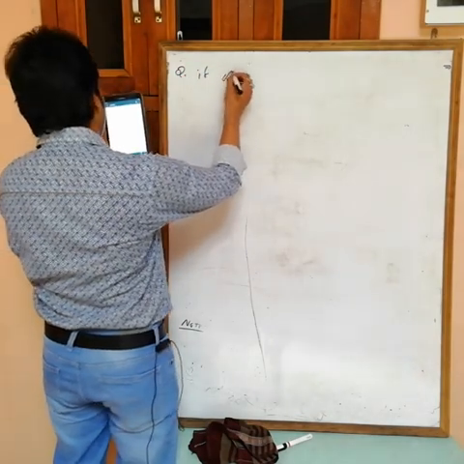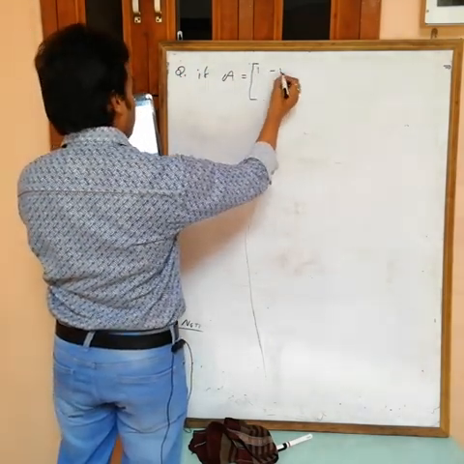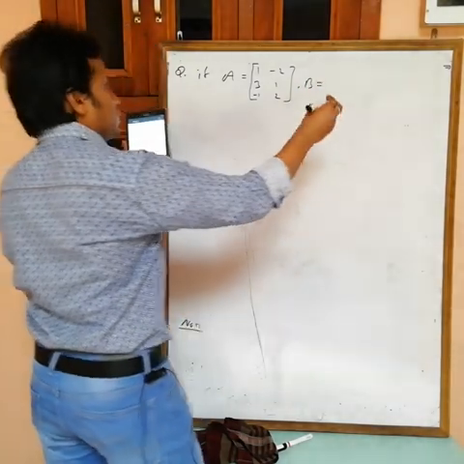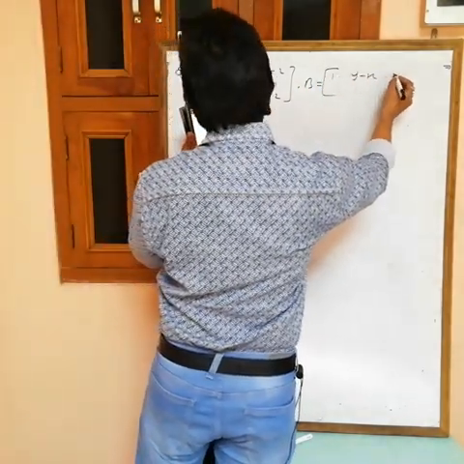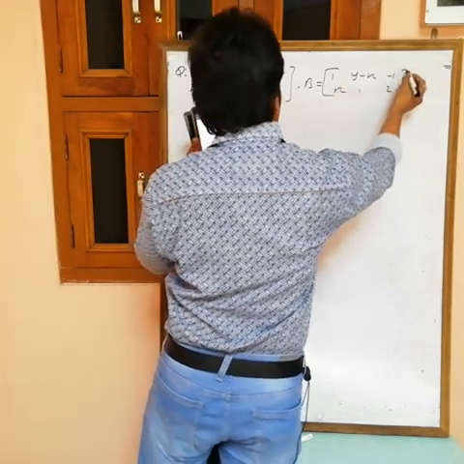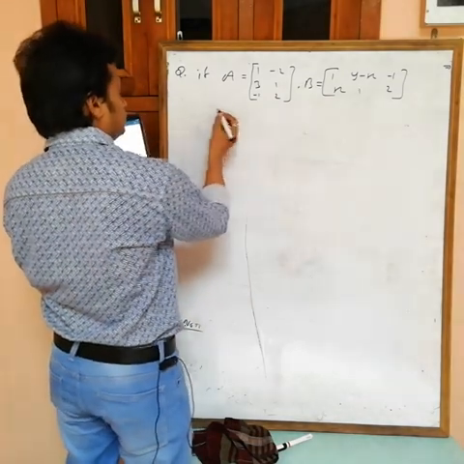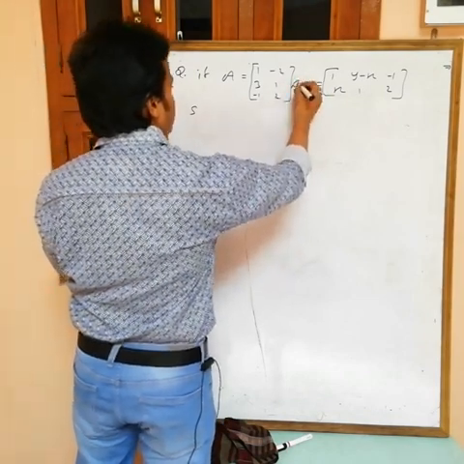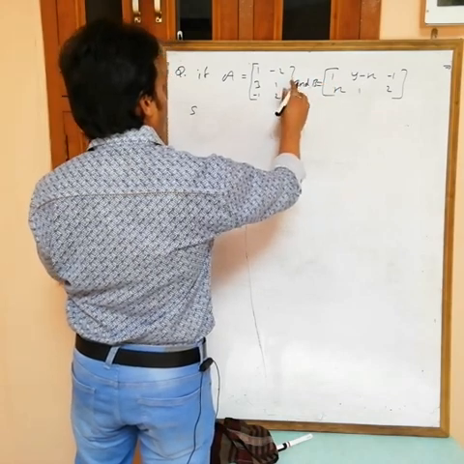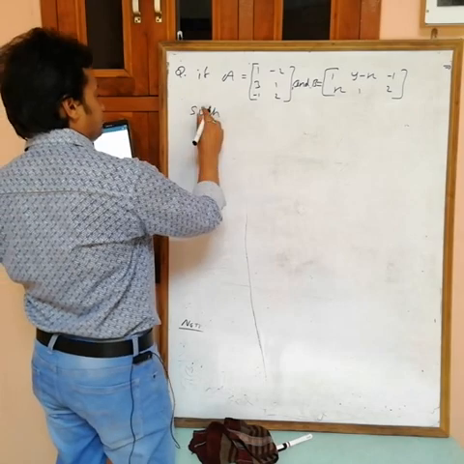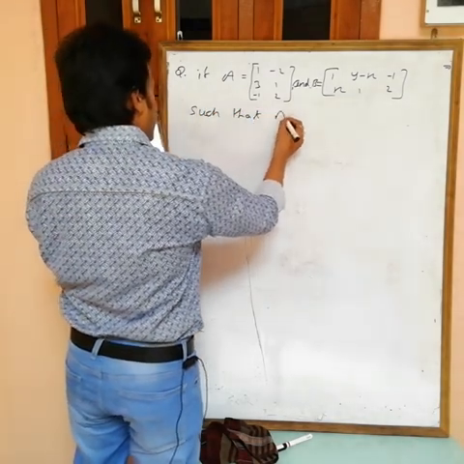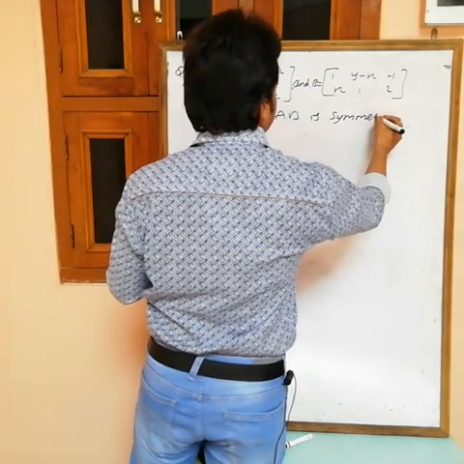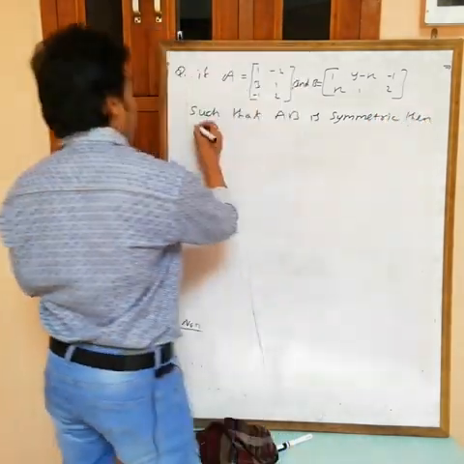Next, if A is the matrix with rows (1, minus 2), (3, 1), (minus 1, 2), and B is the matrix with rows (1, y, minus x) and (minus 1, x, 1, 2), such that AB is a symmetric matrix, A into B is symmetric, then find x and y.